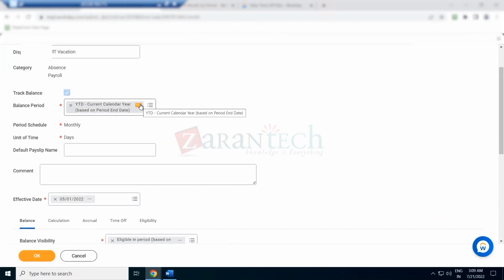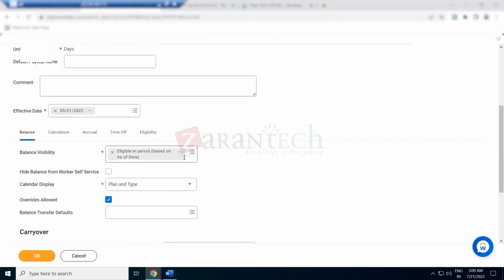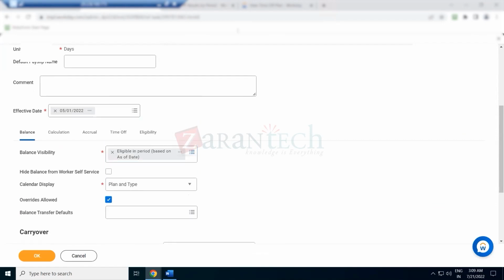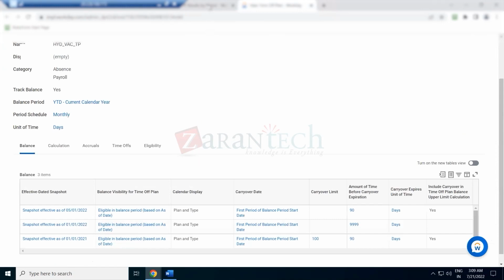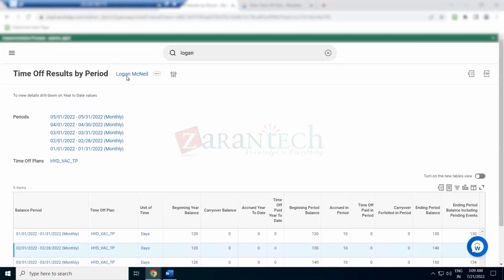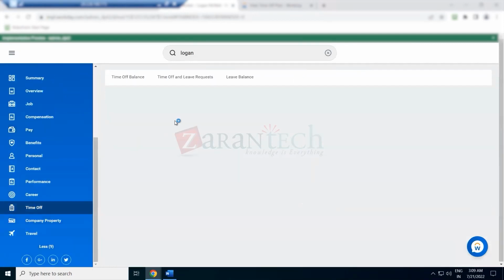In the mid-month, I got transferred. When I see my time off plan, if it is based on eligible in period, I will not be able to see my time off plan or my previous balances in this particular report. The same applies if I am rehired.